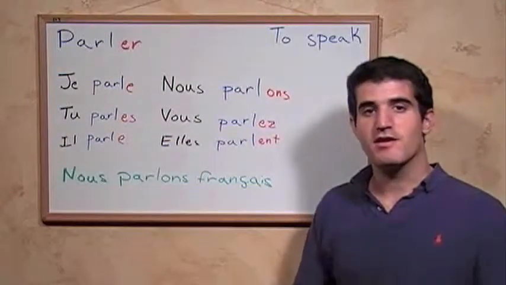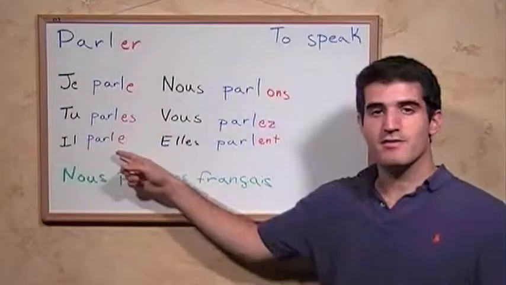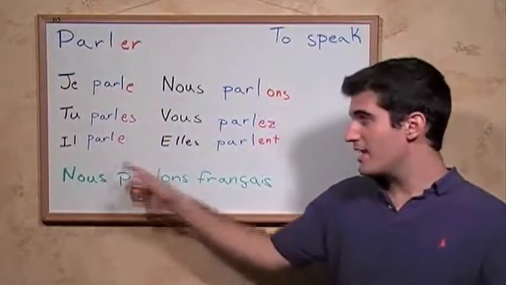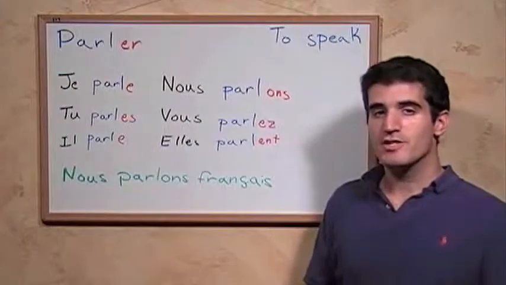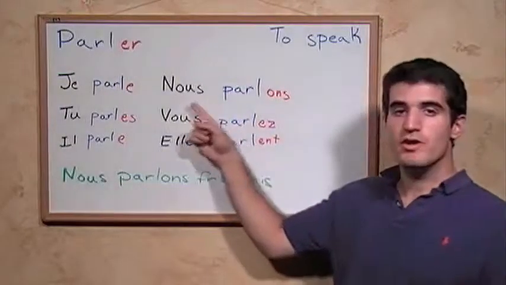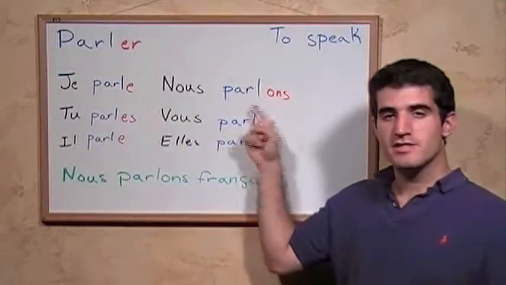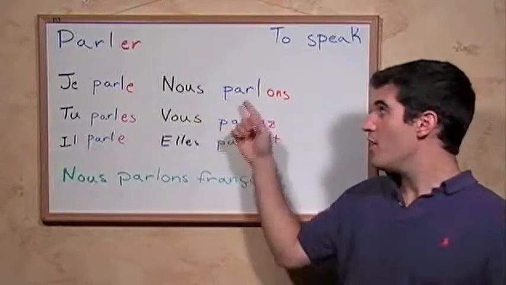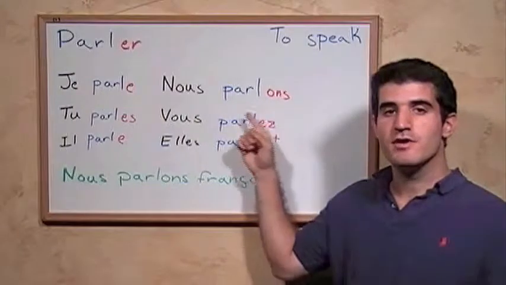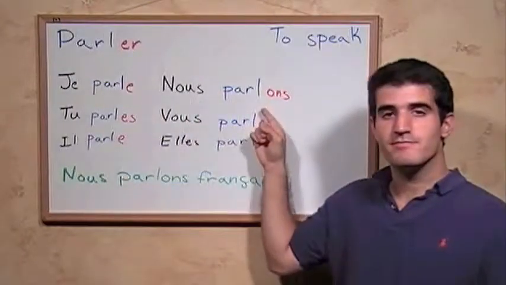For he is speaking, we say il parle, with an E at the end, just like for I. For we are speaking, we say nous parlons. This is the first form that's different from these first three in pronunciation. The ONS is pronounced "on," so we get nous parlons.